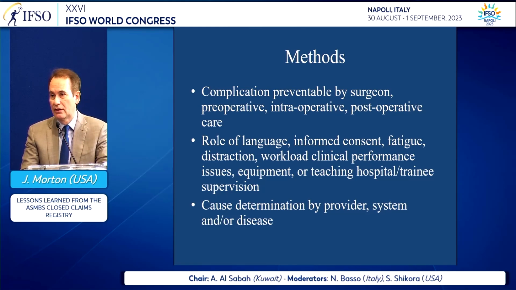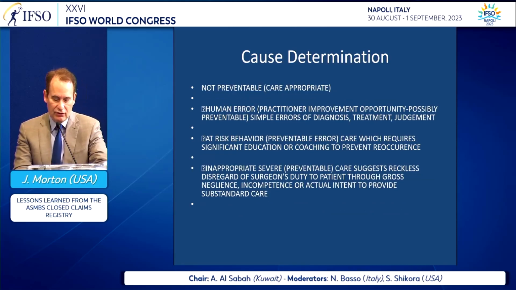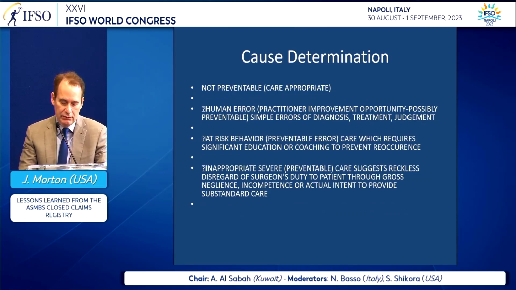The United States, our slogan is E pluribus unum, out of many one, so there are a lot of different languages that come out in the course of taking care of patients. Obviously informed consent, fatigue, distraction, any sort of trainee issues, all of those were looked at. And these are how the cause determinations were graded: if it was not preventable, if the care was appropriate, if there were human error, risk behavior, and inappropriate or severe preventable care or reckless disregard.